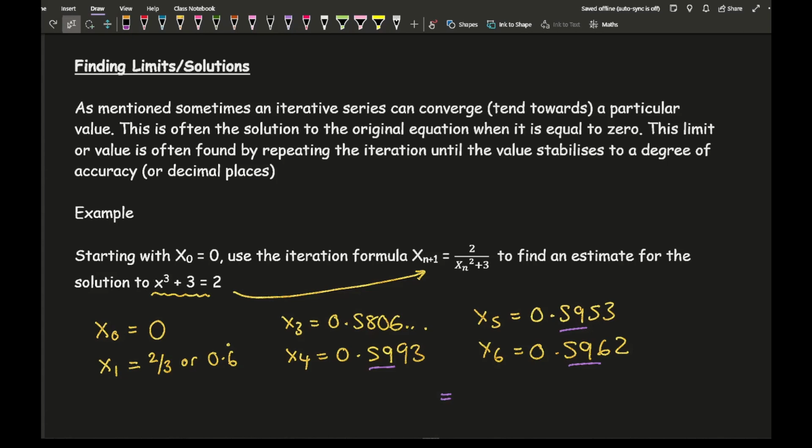In which I get an answer of 0.59607168. Now, obviously, a question might ask me to give my answer to 6 decimal places, 5 decimal places, 3 decimal places, in which all I then need to do is just round this number up.